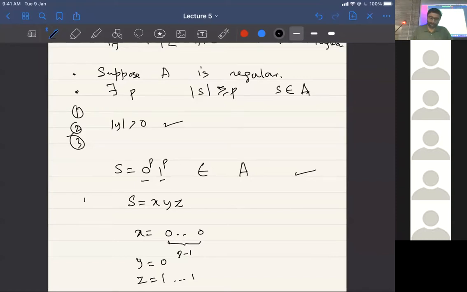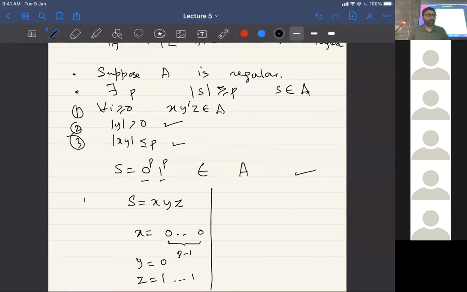What is this third condition? X, Y must be less than or equal to P. Is it? P minus 1 plus 1 is P. So yes, this condition is also satisfied. What is the third condition? For all possible values of I greater than or equal to 0, X, Y^i, Z must be in language A. Right? So let's see if it is the case or not.